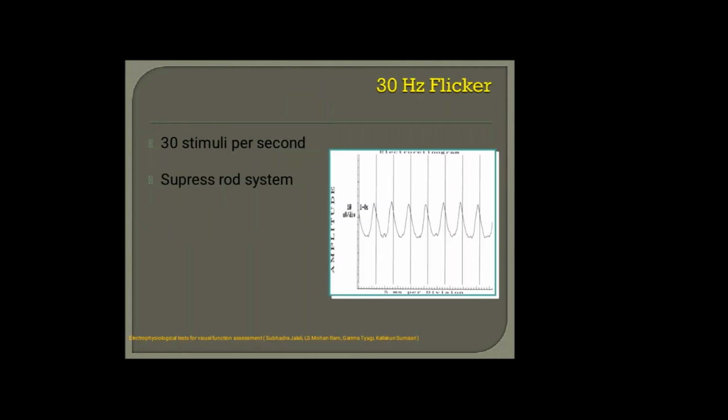And last, it is also equally important, the 30 Hz flicker, a flickering response, where the machine itself flickers 30 times per second. So your rods are completely bleached, and you are only seeing the function of your cones. So in view of the cone pathway, if there is damage in the cone pathway, this type of response would be completely absent or partially present, or not as good as how the normal waveform looks.